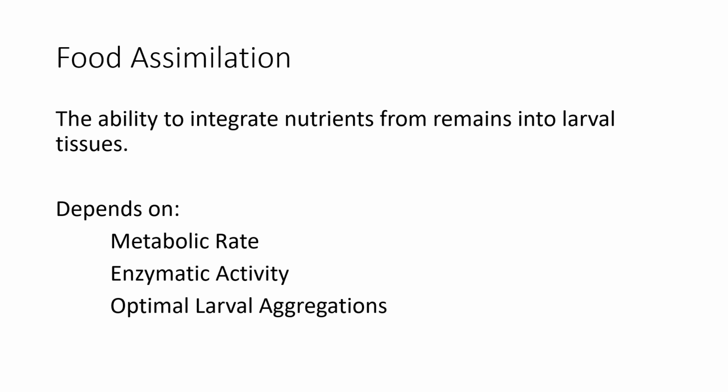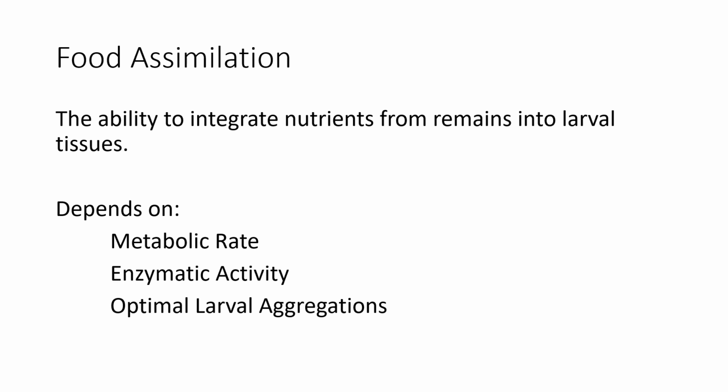Now that we've covered the actual attempt to break down that tissue, once that tissue's kind of softened up, then you have to actually ingest it. So food assimilation is just the actual integrating of those nutrients into larval tissues. So actually using it for growth. So the ability for food to be assimilated at the individual level depends on metabolic rate, how many enzymes you are producing, plus all the other individuals around you, and the optimal aggregation.